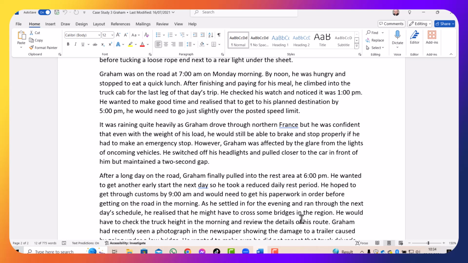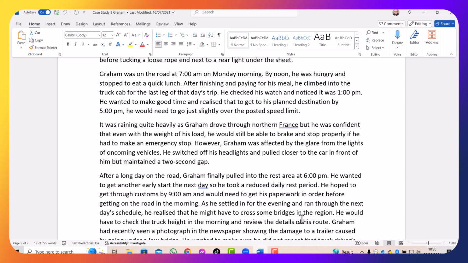It was raining quite heavily. What do we do distance-wise in the rain? Four. As Graham drove through northern France. Mais oui. But he was confident that even with the weight of his load, he would still be able to brake and stop properly if he had to make an emergency stop, going over the speed limit in the rain.